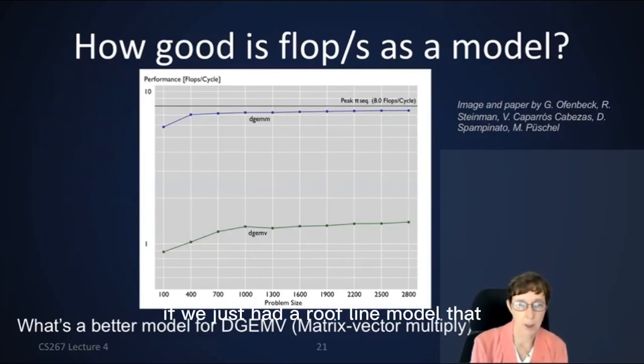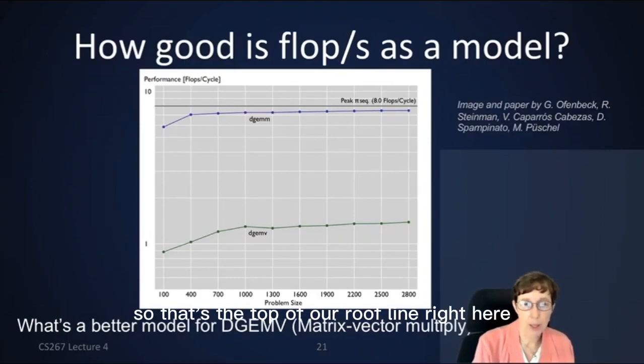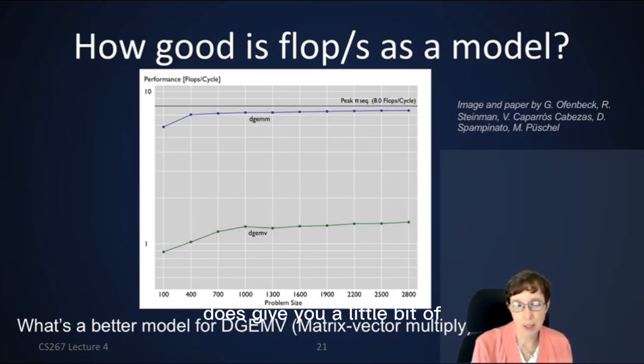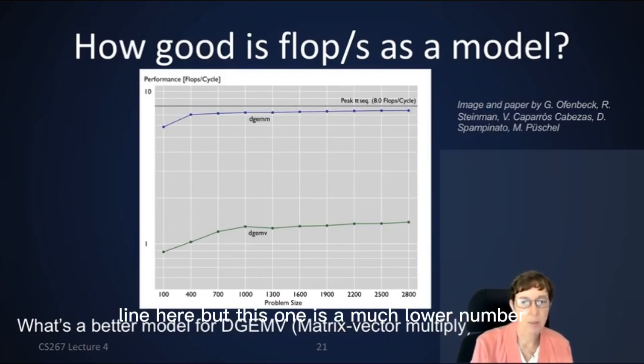If we just had a roofline model, well, we wouldn't need 2 dimensions in this case. But here, and this was a plot we looked at before when we were looking at matrix multiply, that's DGEMM, and matrix vector multiply, DGEMV. And here's the peak performance. So that's the top of our roofline right here. This is problem size, which actually does give you a little bit of a sense of arithmetic intensity, because if the problem size is too low, then the n cubed over n squared isn't going to give you as much of an advantage. But you'll see that this one levels off. Well, both of them get turned into a flat line here, but this one is a much lower number.